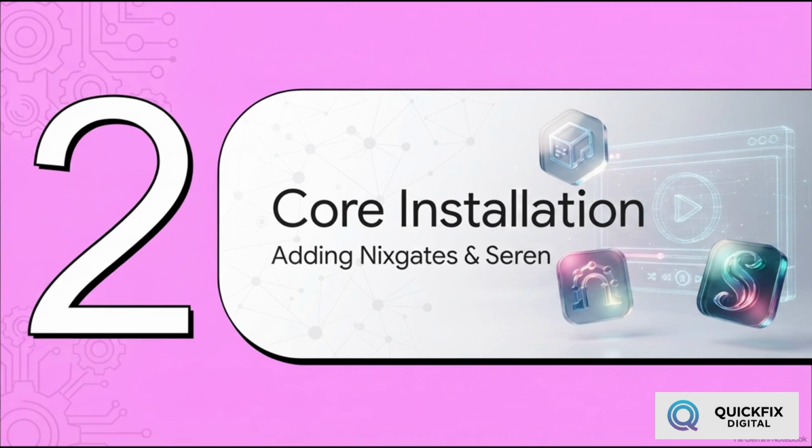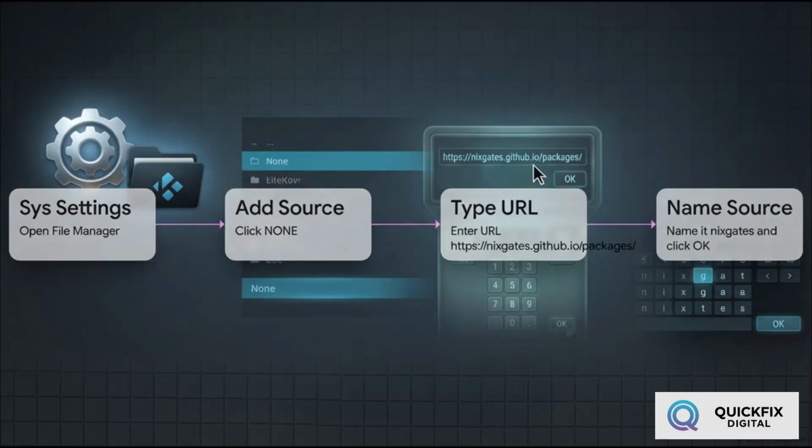Moving right along to Phase 2, Core Installation. This is where we actually add Nixgates and Seren. We're going to start at the top left of your Kodi screen. Click that gear icon to open your system settings and head straight into the File Manager. On the left side, click Add Source and then click exactly where it says None.